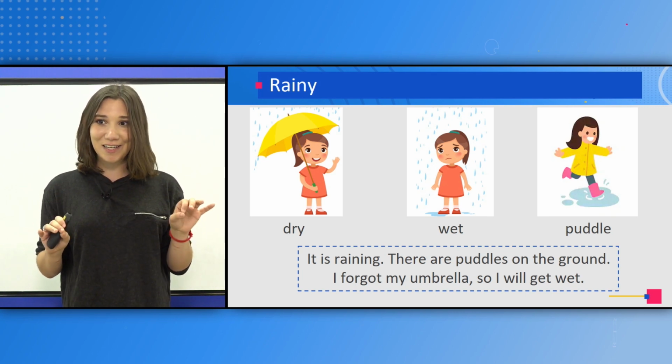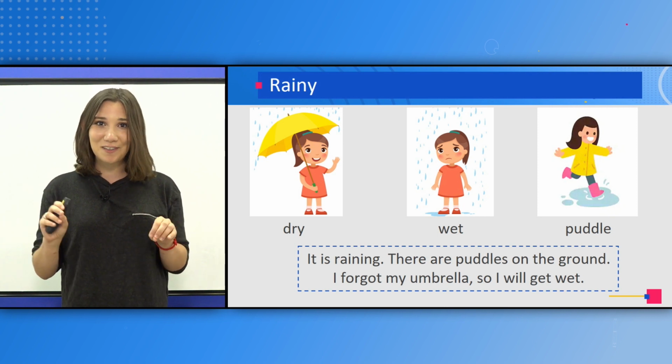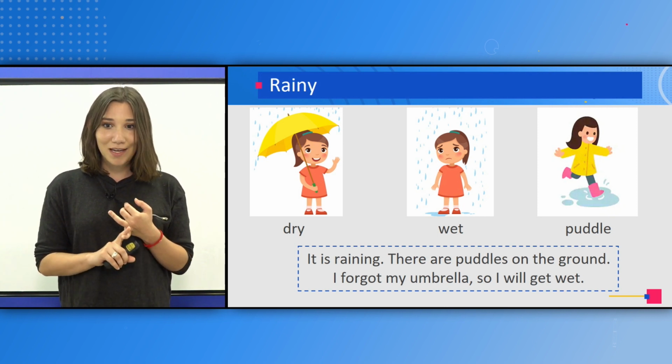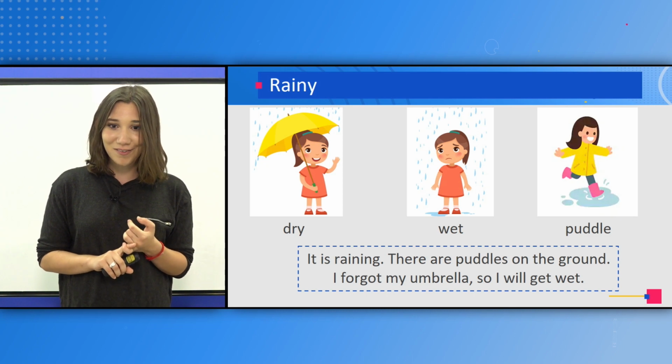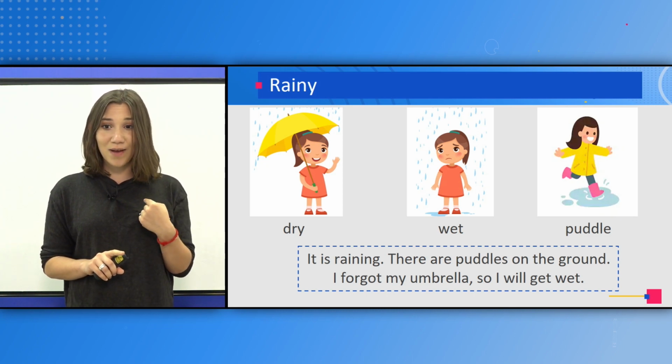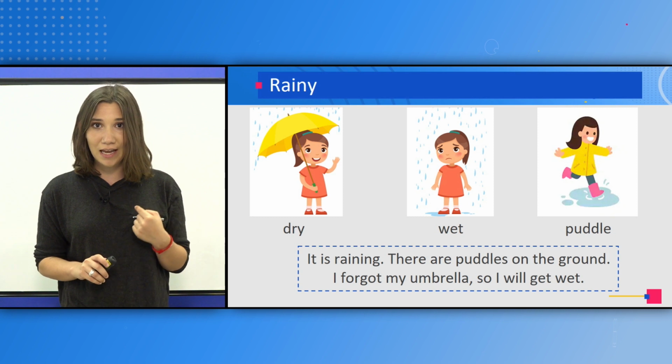So let's look at an example sentence to see how to use those words. It is raining. There are puddles on the ground. I forgot my umbrella, so I will get wet.